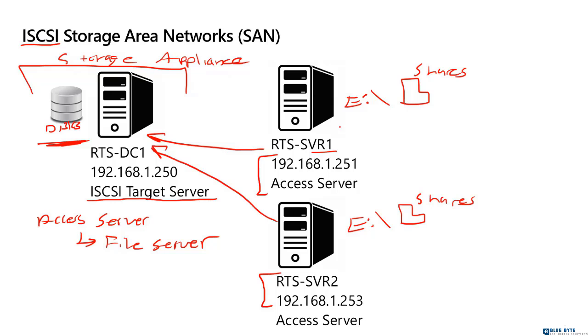Now, there are a lot of moving parts to this. We need the target server on the back end, and you can use one access server, but I'm just going to use two, so we can see how this would actually look with multiple servers connected. But let's take a look at that configuration now.